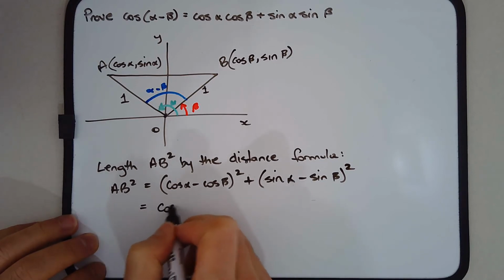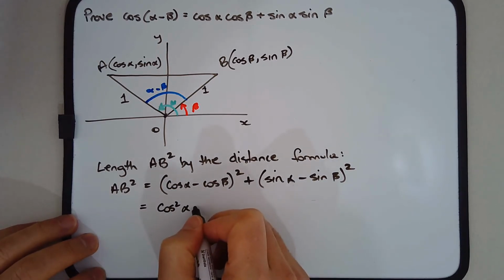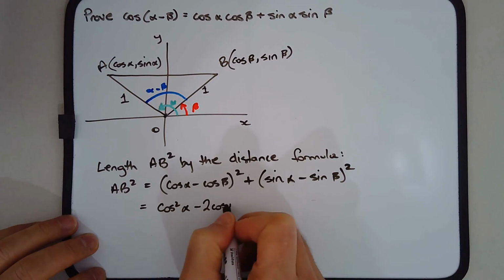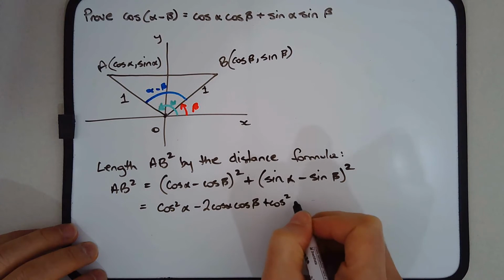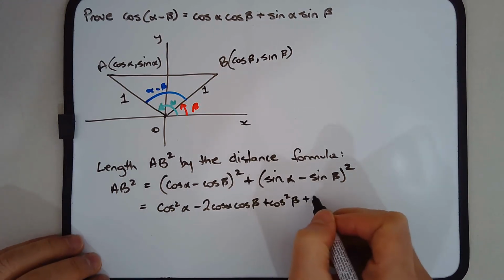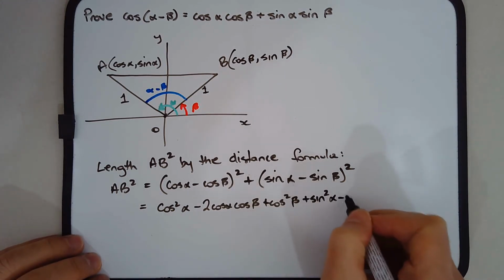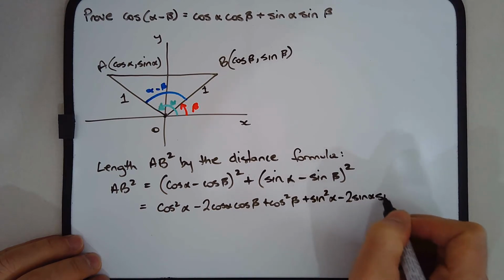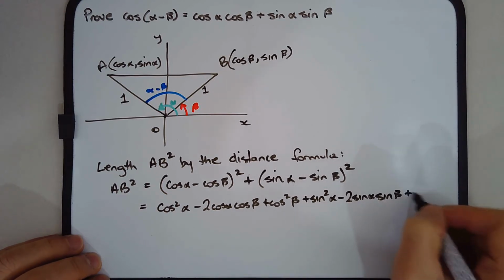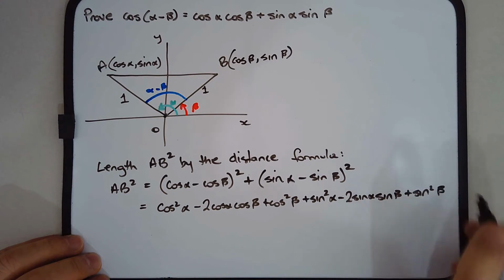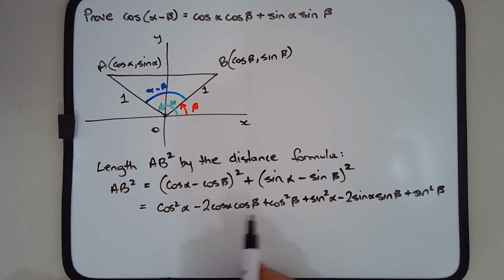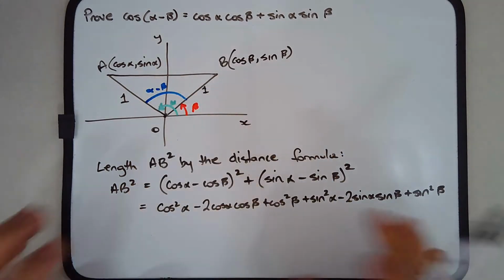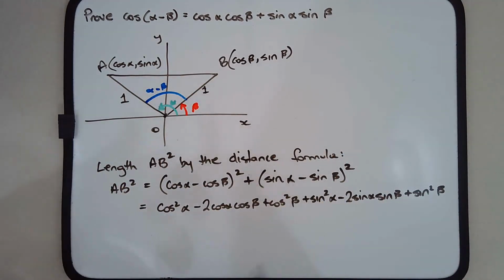So we end up with cos squared alpha minus 2 cos alpha cos beta plus cos squared beta plus sine squared alpha minus 2 sine alpha sine beta plus sine squared beta. Now some of this is probably starting to look a little bit familiar. The cos alpha cos beta, that's it up there. So hopefully you can start to see this proof taking shape.